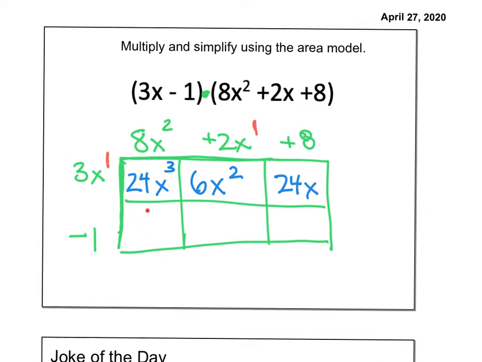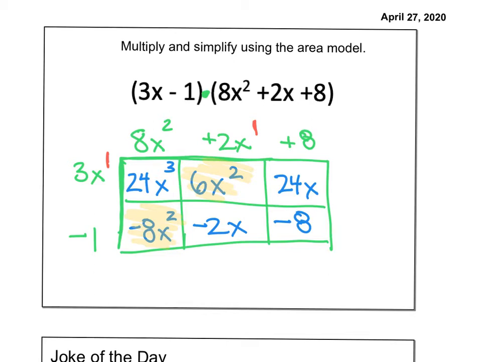Now to do the bottom row, the bottom left will be 8x squared times negative 1. Well, that's just a negative 8x squared. This bottom middle will be 2x to the first times negative 1. So we have a negative 2x. And then to finish, 8 times negative 1 is negative 8. So I'm looking for like terms here, and I think I've got quite a few actually. This 6 has an x squared behind it, and the negative 8 has an x squared behind it. So those are like terms we will combine.